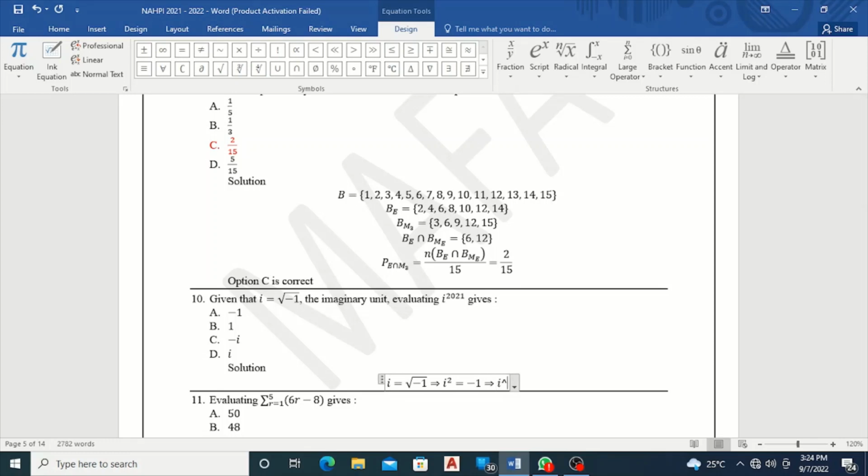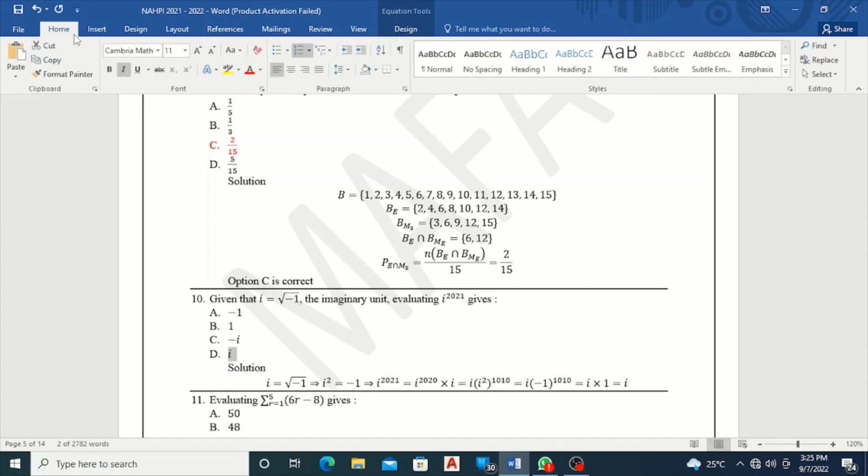So i raised to the power 2021 is the same as i raised to the power 2020 times i, which is the same as you have your i outside here. i raised to the power 2020 is i raised to the power 2, all of that raised to the power 1010, since 2020 divided by 2 gives us 1010. So I get i squared is -1, then raised to the power 1010. But since 1010 is even, -1 raised to the power 1010 is going to be +1. So at the end we get i times 1, which is equal to i. So the correct option is D. That's for question 10.